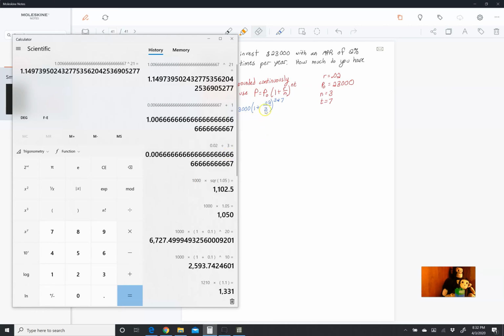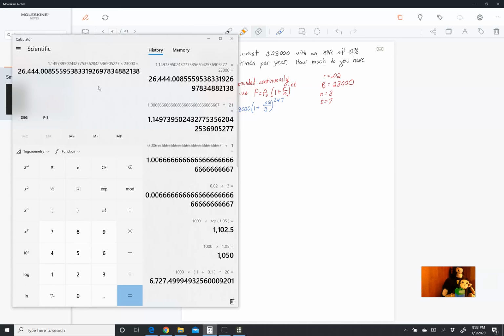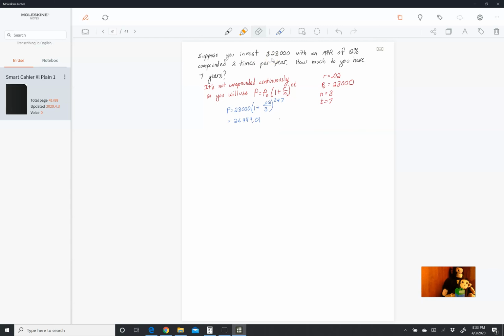So you're doing this order of operations. Parentheses first. Inside the parentheses, we have division. Division comes first. Then you add. Then exponents after parentheses. So we raised it to the 21st power. That's 3 times 7. And now we're multiplying by the 23,000. And this tells us that we have 26,444. And it's dollars and cents. So you round to the nearest hundredth. You will always round to the nearest hundredths. And that's it. It's a plug and chug.